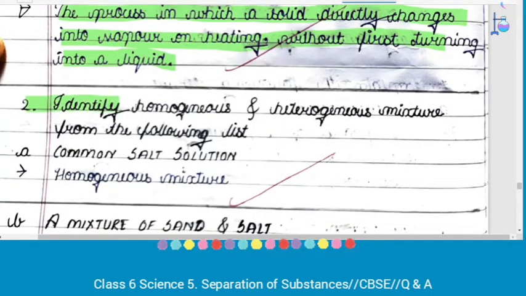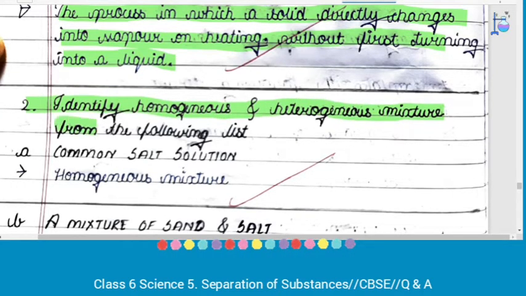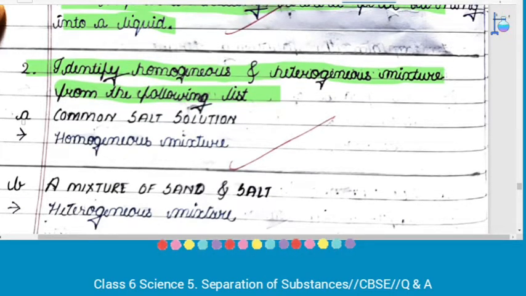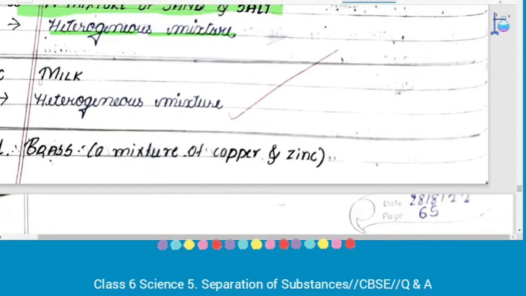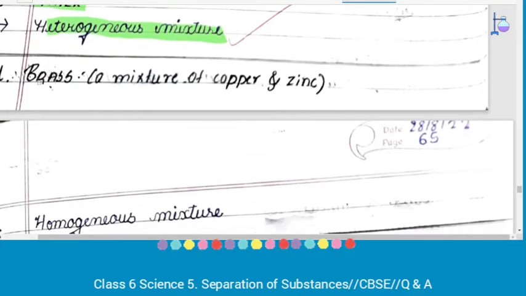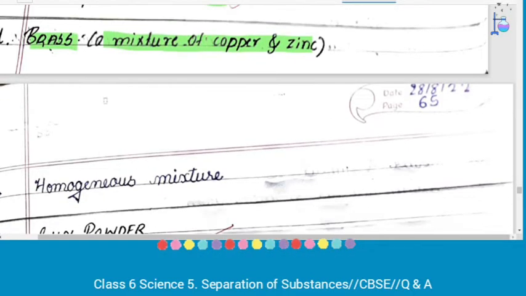Second question, identify homogeneous and heterogeneous mixture from the following list. First one, common salt solution. It is a homogeneous mixture. B, a mixture of sand and salt. Mixture of sand and salt is a heterogeneous mixture. Milk. Milk is a heterogeneous mixture. Brass. Brass is a mixture of copper and zinc. It is a homogeneous mixture.